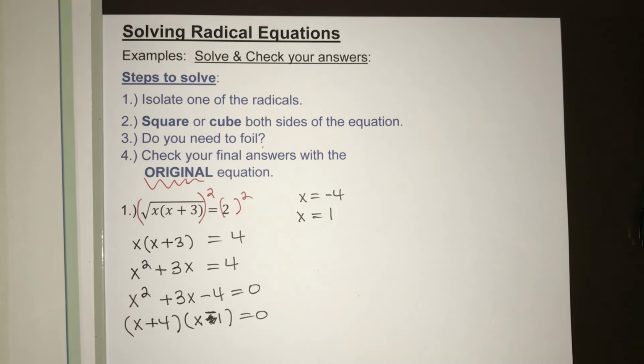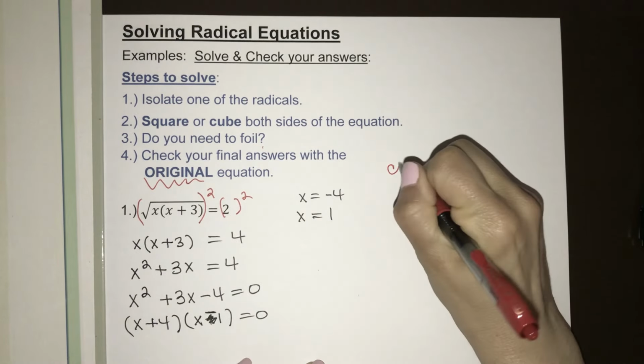The reason we have to check is sometimes when you have an even index, like a square root or fourth root, your answer might not work, and so it would end up being a no solution. So sometimes that could happen. If you have 2 solutions, sometimes one of them doesn't work, and so you have to check. When we square both sides of an equation or raise it to an even power, it can introduce error into the problem, and so that's why we have to check our answers. But let me show you.